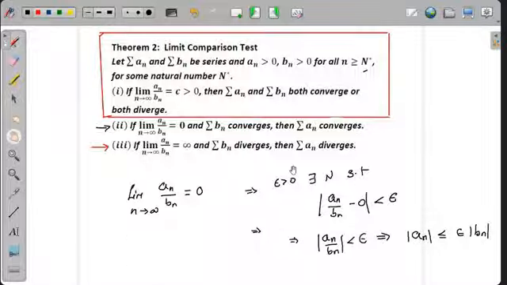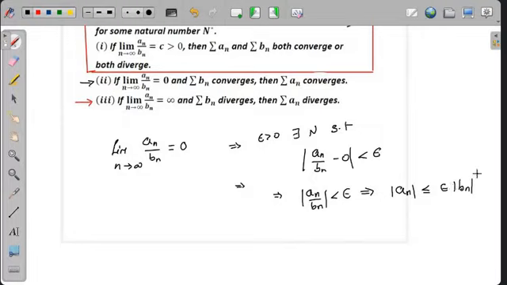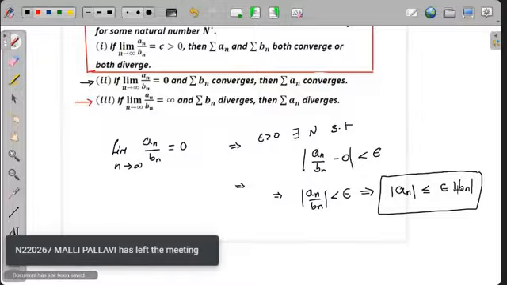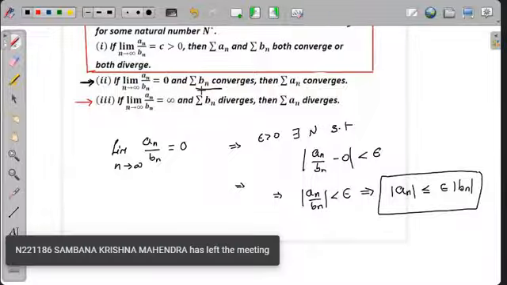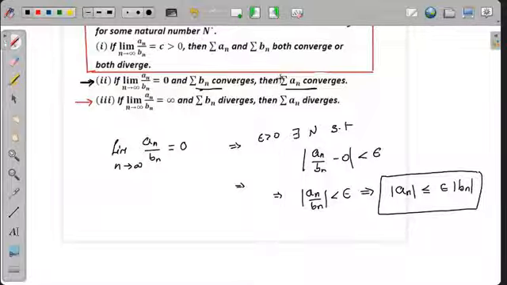Now this clearly says you can take the comparison result. So the summation bn is the bigger summation, right? So if the bigger summation is finite, definitely the smaller summation is also finite. So in that way we can say that if the limit is 0 and you know that summation bn is convergent, then summation an is also convergent. That's what we can say. And similarly for infinite.